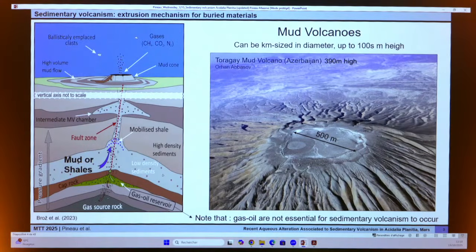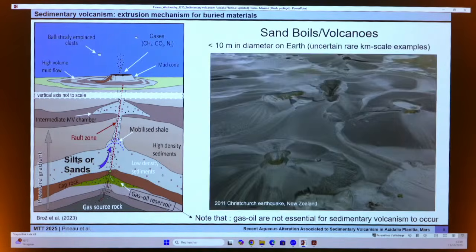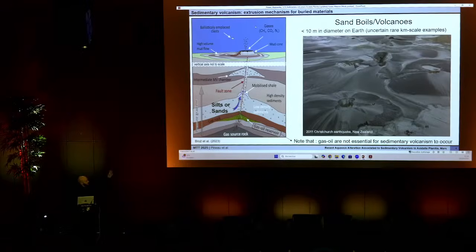So on Earth, the best known examples are mud volcanoes. Those big babies can be very gigantic in size, like this one in Azerbaijan, which is about a few kilometers in diameter and 400 meters high. But if you don't have mud or shales buried at depth, you will not form mud volcanoes. For example, if you have coarser particles like silts or sands, then you will form sand boils, sand volcanoes, injectites, extrudites, and so on. And those are generally much smaller on Earth, about a few meters in diameter, for example.